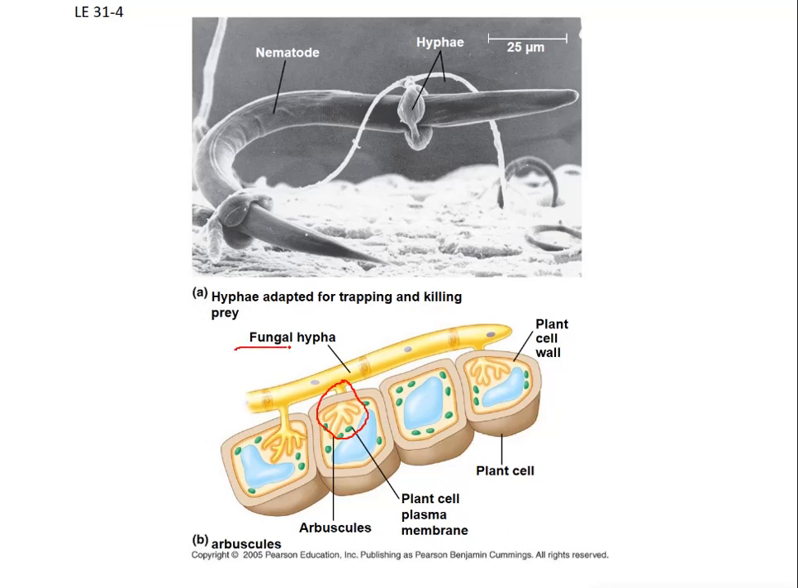Please focus on this picture, which shows hyphae. Is it septate hyphae or coenocytic hyphae? Yes, it is septate hyphae because you can see the presence of septa. Is it monokaryotic or dikaryotic hyphae? This is monokaryotic hyphae because there is only one nucleus here. So this is an example of septate hyphae. And in this picture, this hyphae also has a modified arbuscule, where the hyphae is adapted to trap and kill the prey.